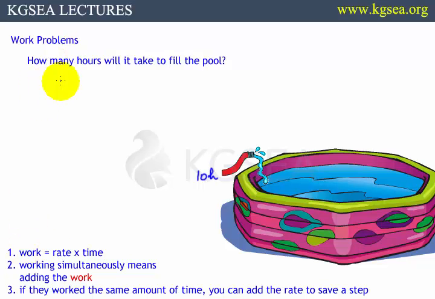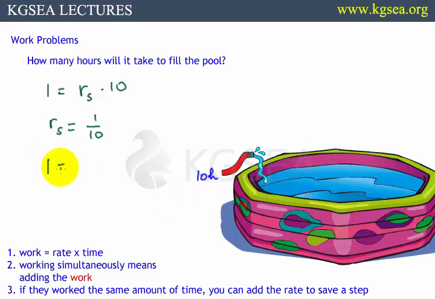Work is rate times time. Work is one swimming pool. The rate is, we don't know. We're trying to find out. Rate of the small hose. How long does it take to fill the pool? 10 hours is said. So what's the rate? It is 1/10.